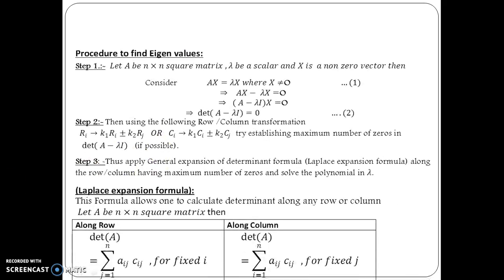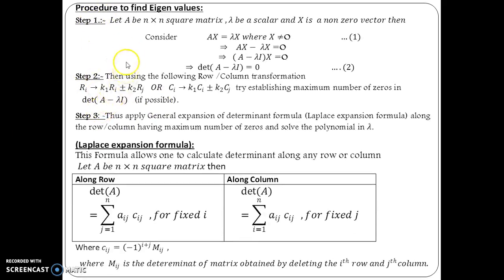So let us try to understand this method. I am trying to describe the entire method using this procedure. I have divided the procedure into 3 steps. The first step is that we already know that we are dealing with a square matrix A, which is an n cross n matrix. Lambda is our eigenvalue, which is a scalar, and x is a non-zero vector. The concept always begins with Ax equal to lambda x, where x is non-zero, indicating determinant of A minus lambda I is equal to 0. Now this determinant of A minus lambda I equal to 0 is nothing but our characteristic equation.